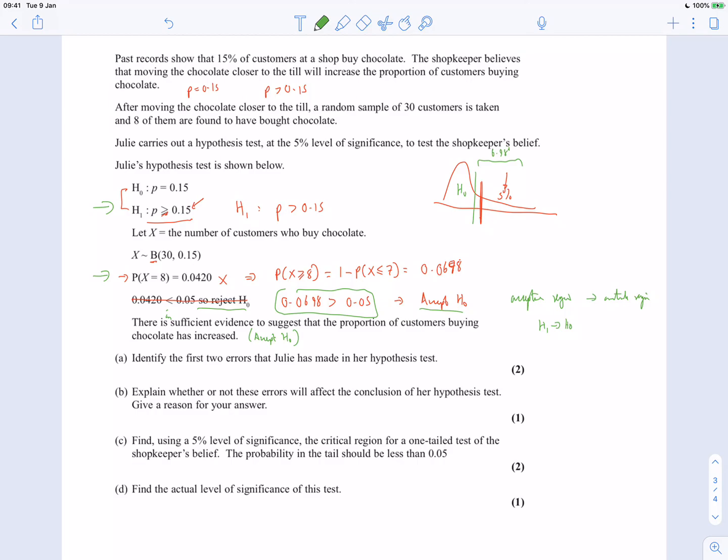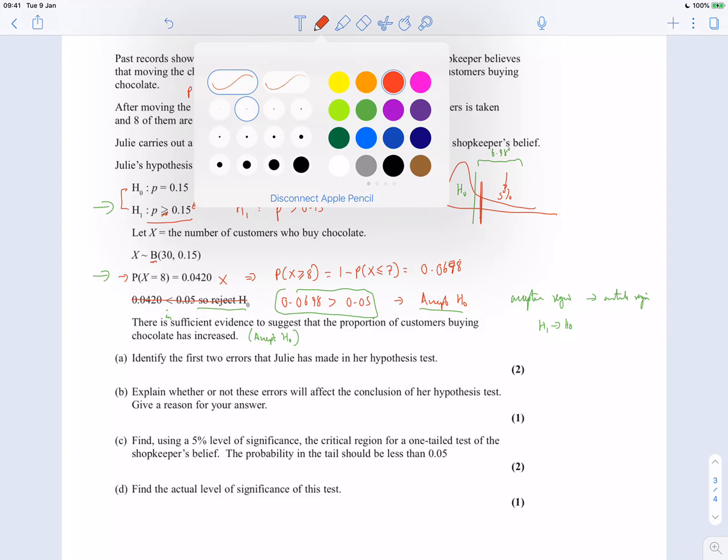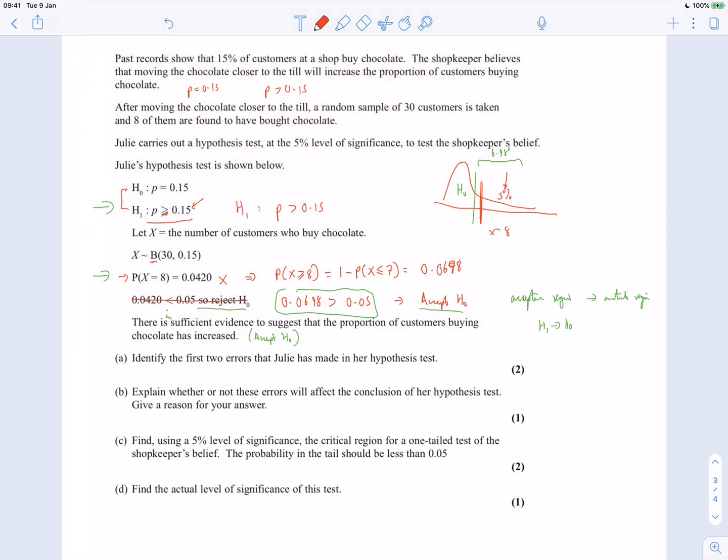Find, using a 5% level of significance, the critical region for a one-tailed test of the shopkeeper's belief, and the probability in the tail should be less than 0.05. Okay, so go to our calculator, distribution, binomial, inverse binomial. I want the upper end to be 5%. So it's saying my inverse binomial is 8. So X is greater than or equal to 8.